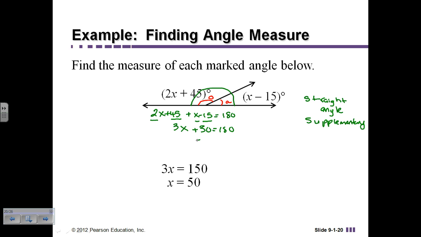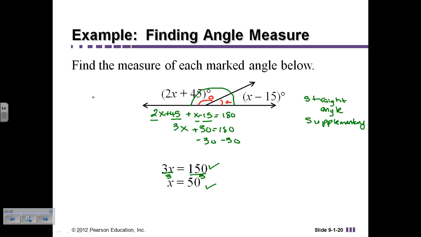We're going to keep solving this, and we're going to subtract 30 from both sides. So this is where I got this line, 3x equals 150. And then we're going to divide both sides by 3. So x equals 50.